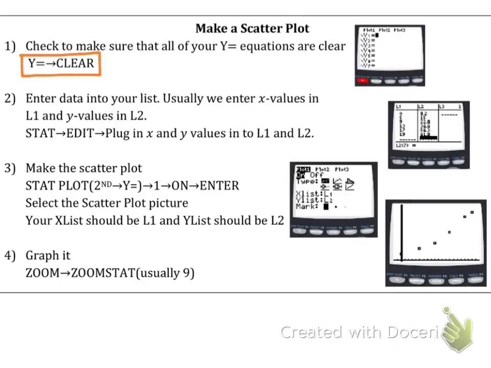In order to do that, you click Stat Plot, which is second y equals, then hit 1, and make sure that you turn the scatter plot on by pressing Enter. Scrolling down, you pick the scatter plot picture, which is the first option, and then making sure that your X list is pulling from L1 and your Y list is pulling from L2. Then finally, to graph it, a quick easy way to do that would be pressing Zoom 9, and that usually fits a window best for graphs like scatter plots and other statistical graphs.